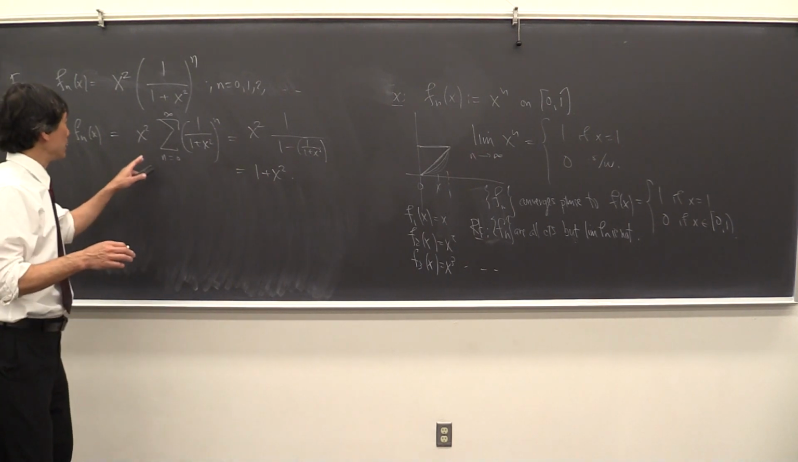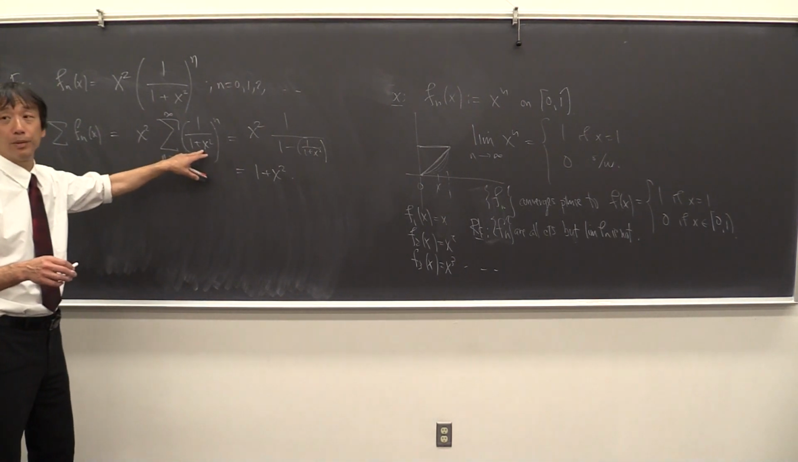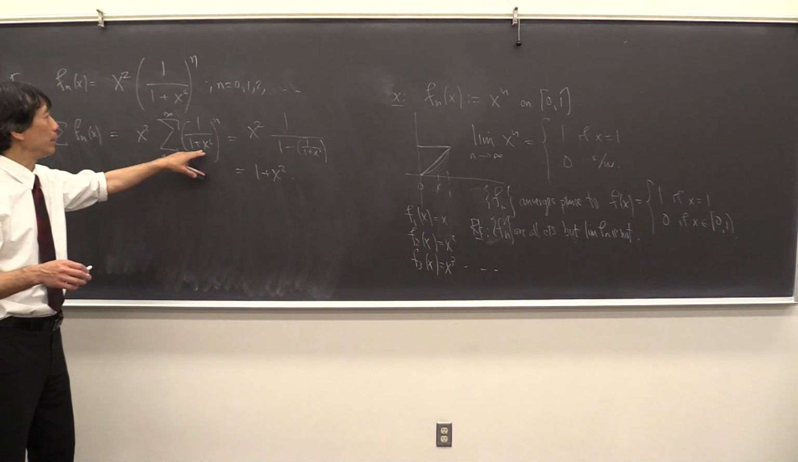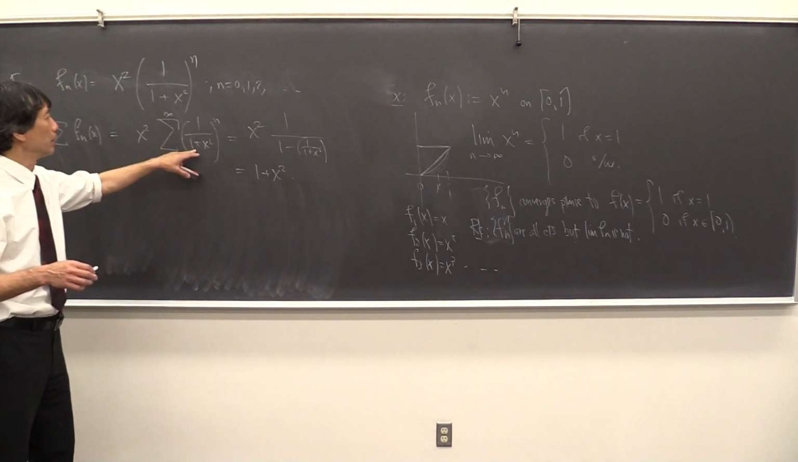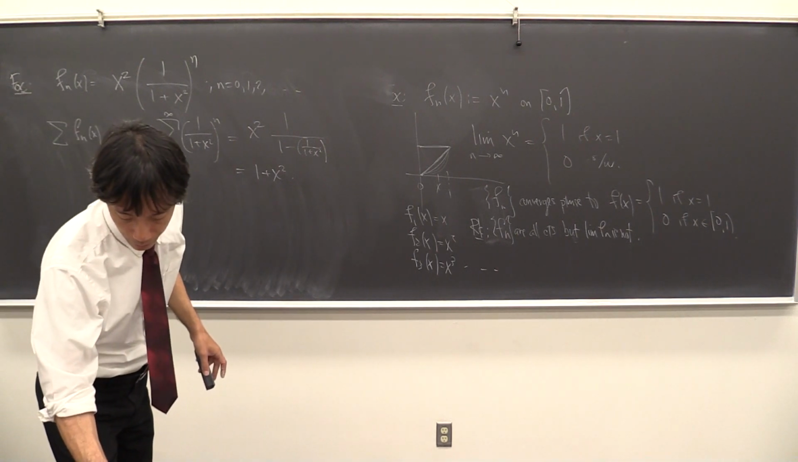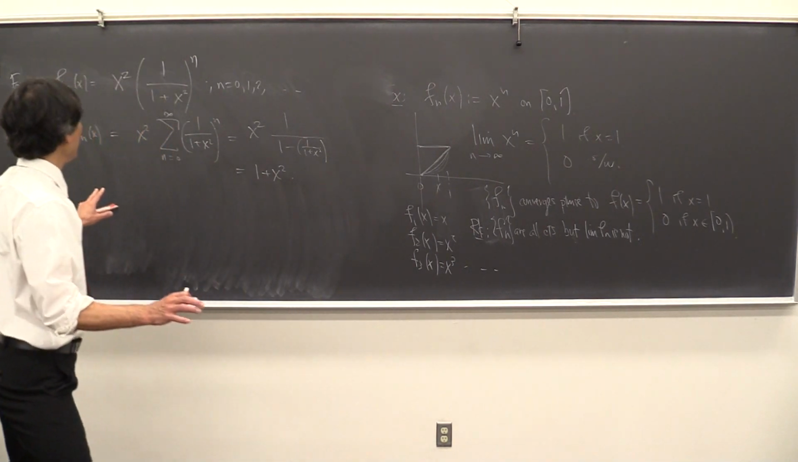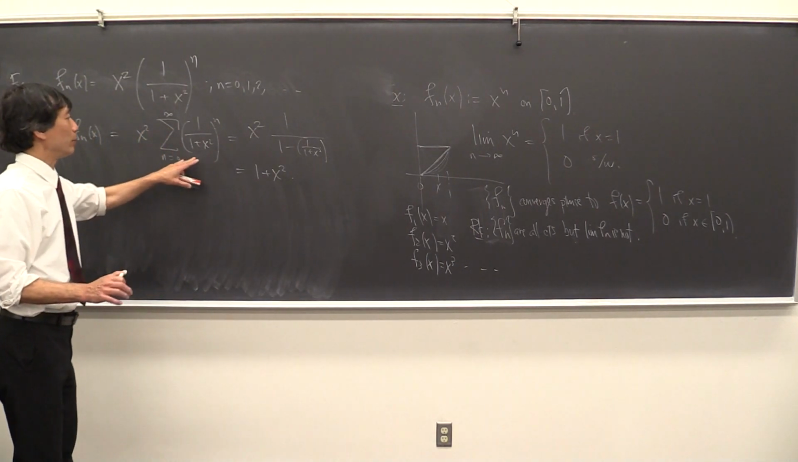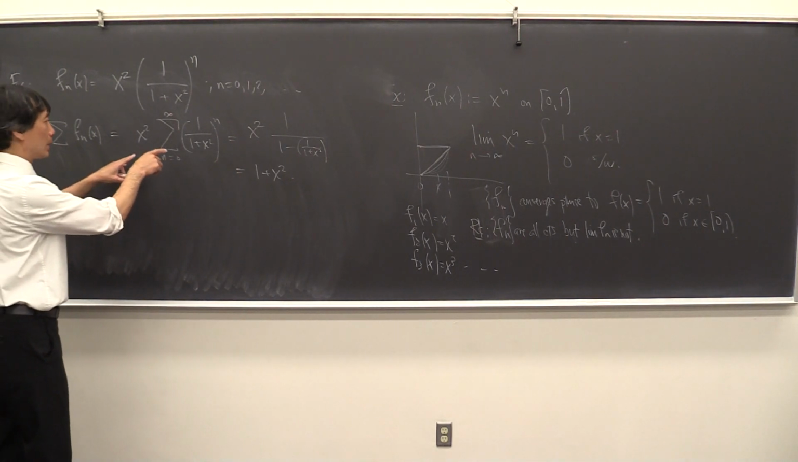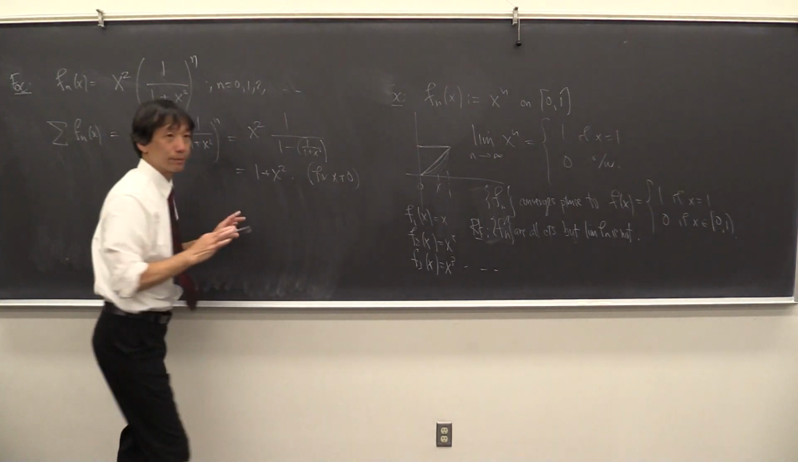Actually, that's not quite right. That's not quite right. Because at 0, this thing blows up, right? At 0, you get the sum of ones. Right. But okay, so this is for x not equal to 0.